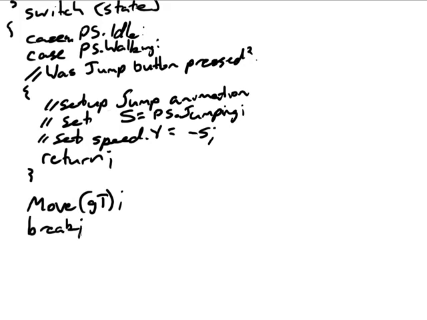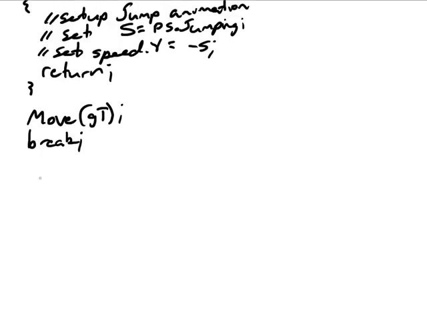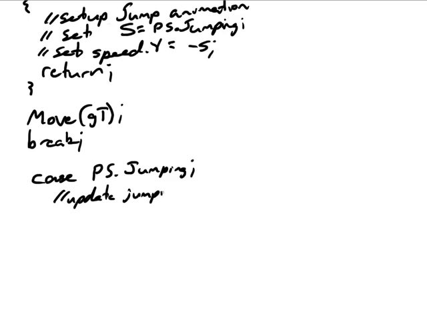And let's look at our jumping one. So case player state dot jumping. And what do we need to add into our case here? Well, first off, we move our jumping position by speed.